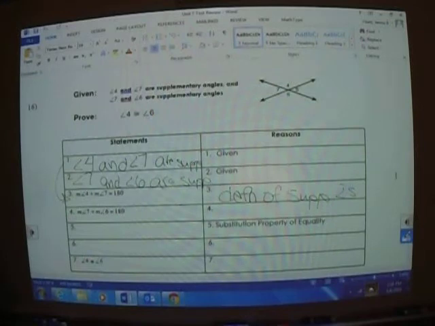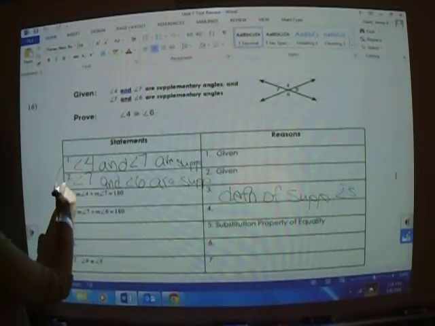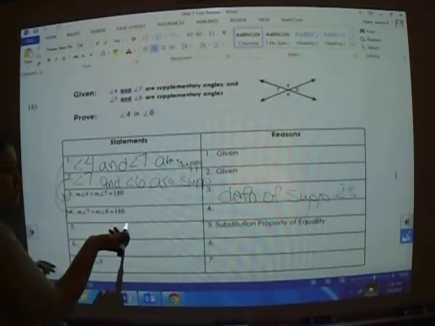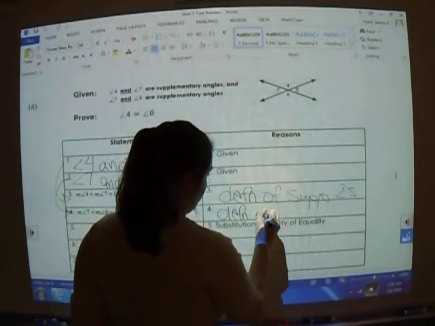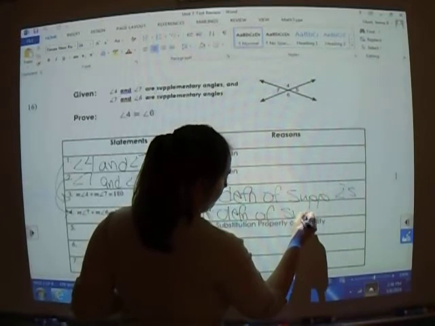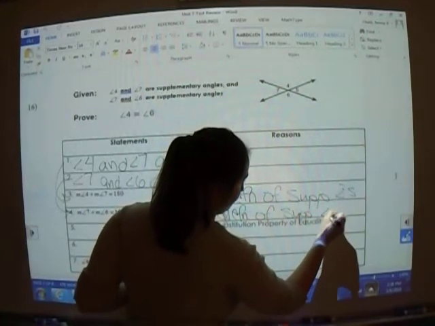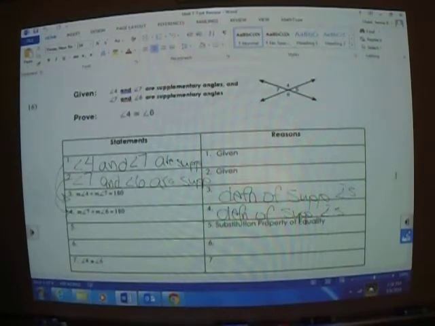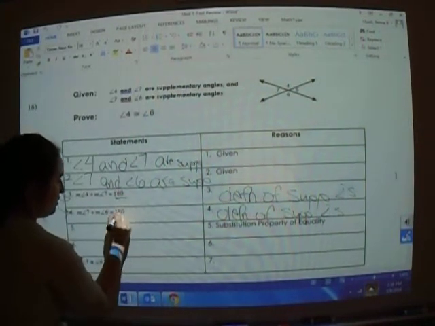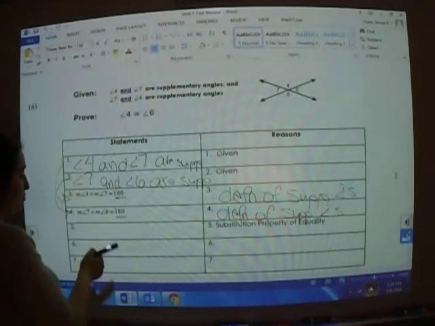Angle 7 and angle 6 are supplementary. Once again, we're just changing the format. So this is definition of supplementary angles. Okay? Substitution property of equality. So because these are both equal to 180, they're both equal to each other. We just set them like that.